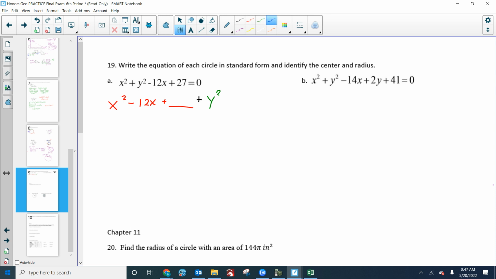This is the one where we moved the 27 over. But we had to allow a blank for the red because whatever you add over there to make it a nice factorable trinomial, you can't just add it to one side. We had to add it to the other side. Now here's how we do this. We take the b term, which is negative 12. We divide by 2 and we square it. Negative 12 divided by 2 is negative 6. When you square it is 36. I add it to the left side of the equation. I add it to the right side of the equation.